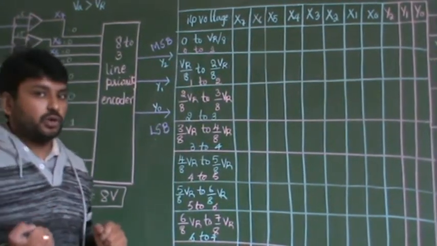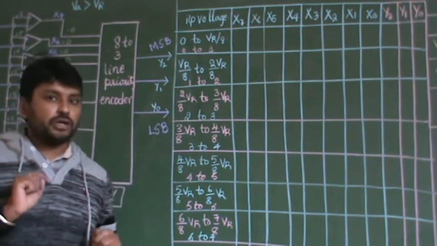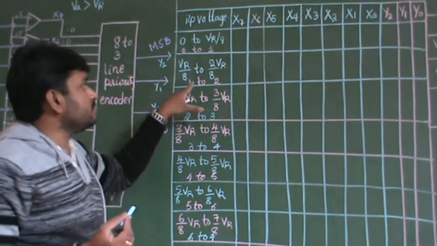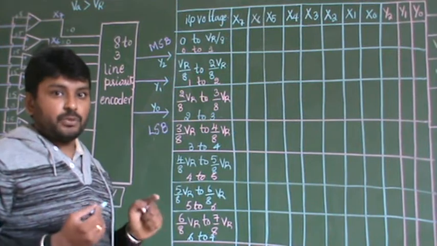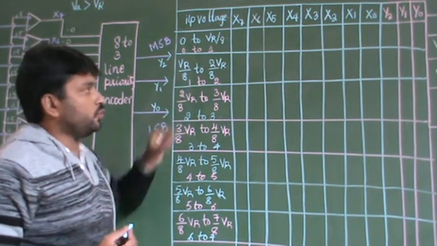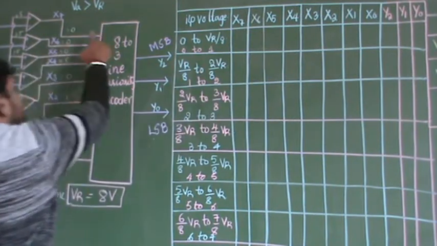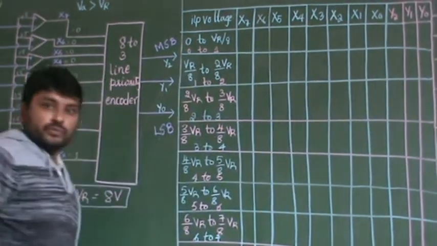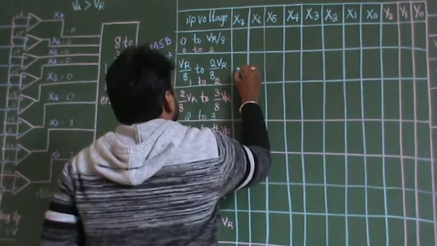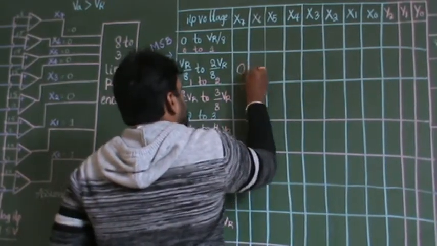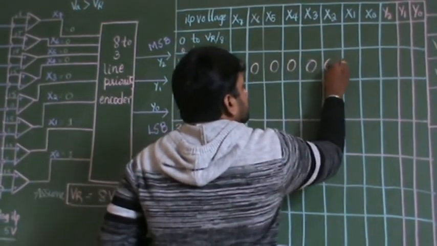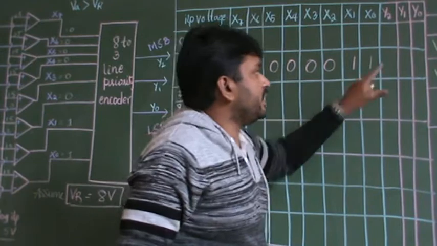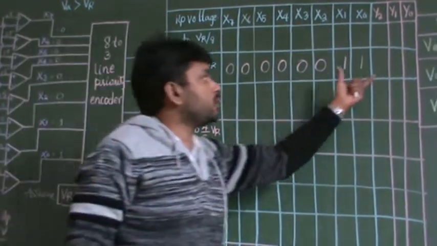What is my analog input voltage assumption? I have assumed that my analog input voltage is 1.5. So where does 1.5 come? 1.5 comes between 1 to 2. Therefore I have to write 0, 0, 0, 0, 0, 0, 1, 1 in the second row. Let me write it down: 0, 0, 0, 0, 0, 0, 1, 1. So what is the output you are getting? I will tell you.